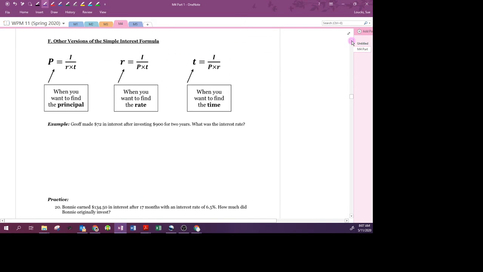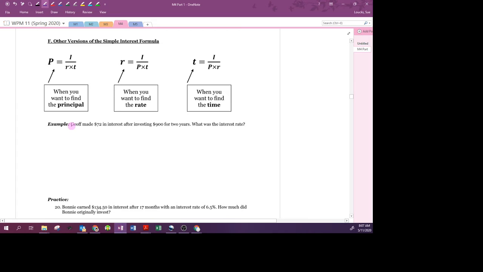Okay, the basic interest formula, the simple interest formula, can be manipulated to find different values. There's a formula if you want to find the principal, there's a formula if you want to find the rate, and there's a formula when you want to find the time. So for the next couple of questions, it's just about finding which equation you should use for whatever you're wanting to find. In this example, Jeff made $72 in interest.